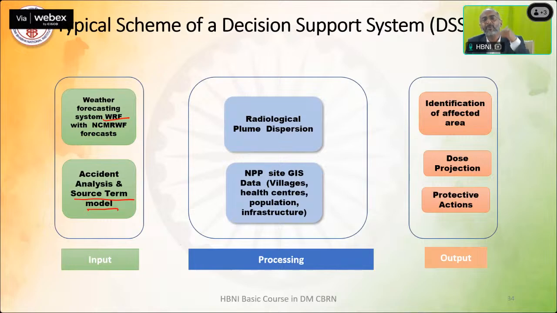Because the level of protection that you are going to implement during an emergency will finally be based on the magnitude of the consequence. So the magnitude of consequence is important to decide what level of intervention I need to make in public life, because the whole perspective, you understand, is about doing more good than harm during any emergency response.